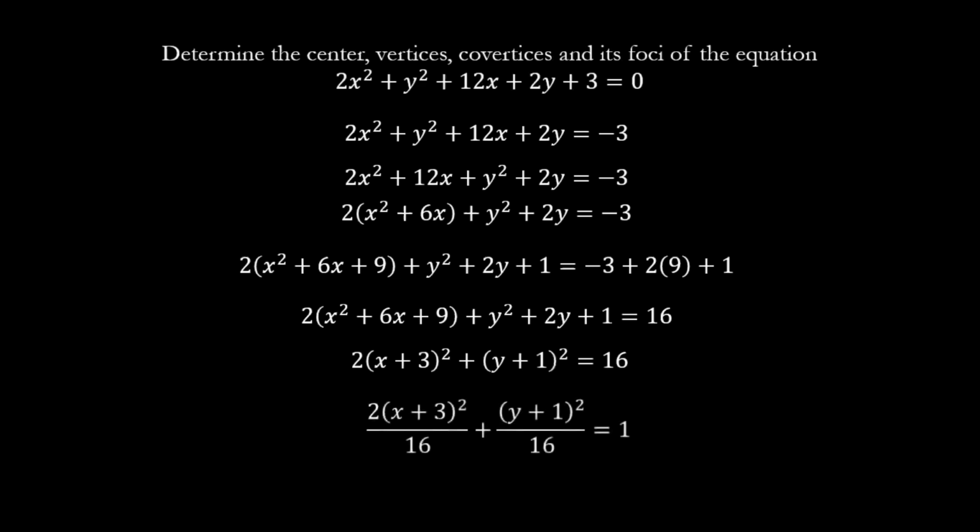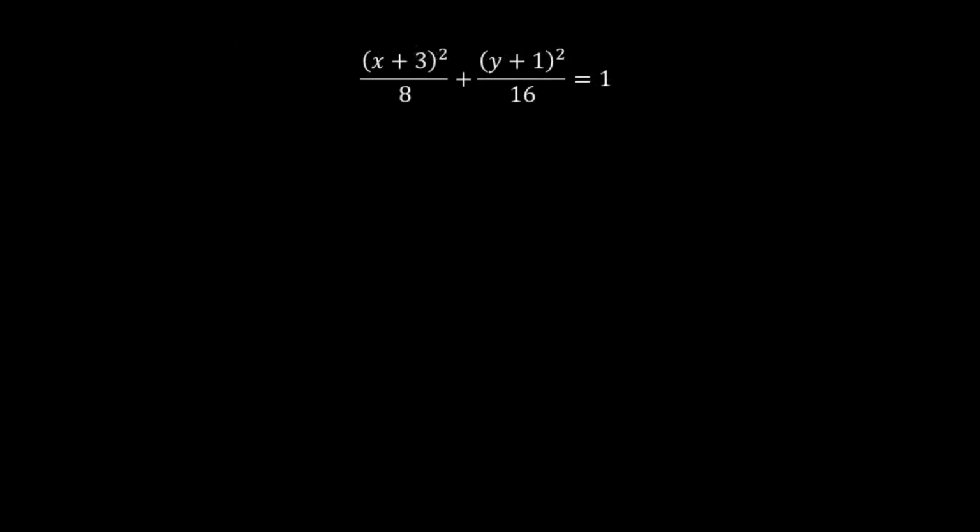Okay? Then, ang gagawin natin, simplify lang natin siya ng a little bit. 2 divided by 16, that is 1/8. Therefore, this would be our standard form equation of the given general equation. Okay? Now, gagamitin natin the standard form of equation in order to obtain the following: the center, the vertices, co-vertices, and lastly, the foci.